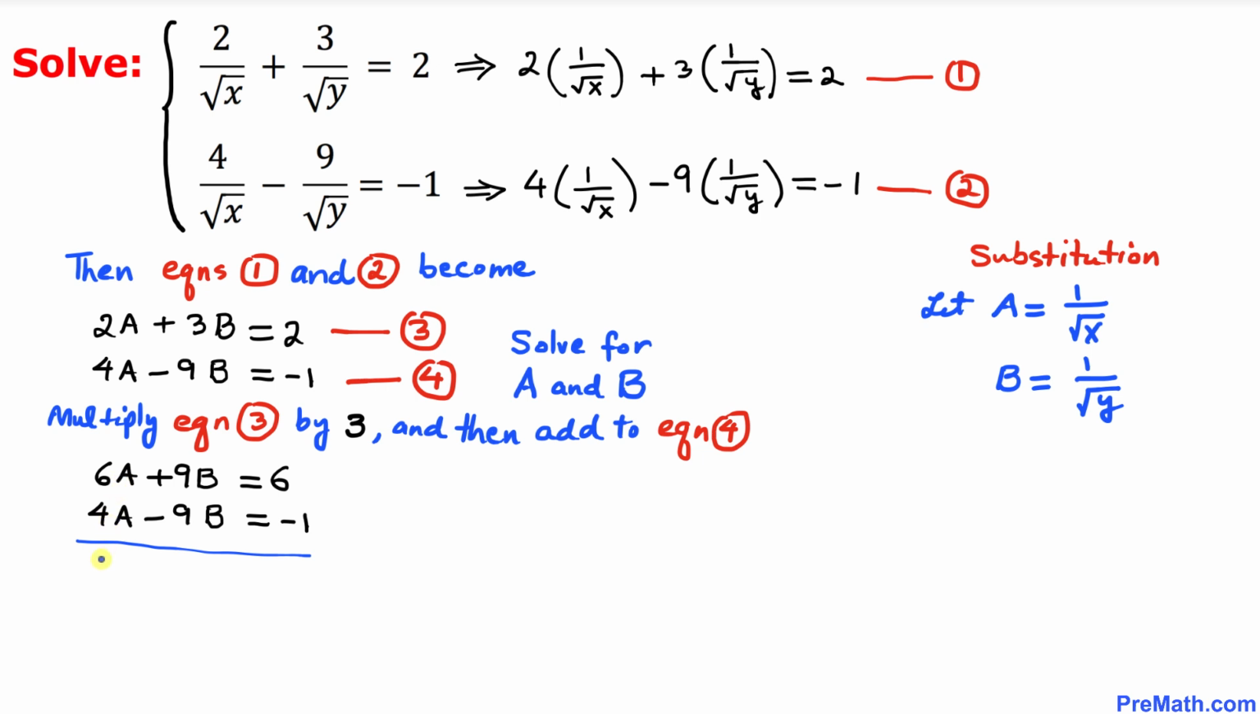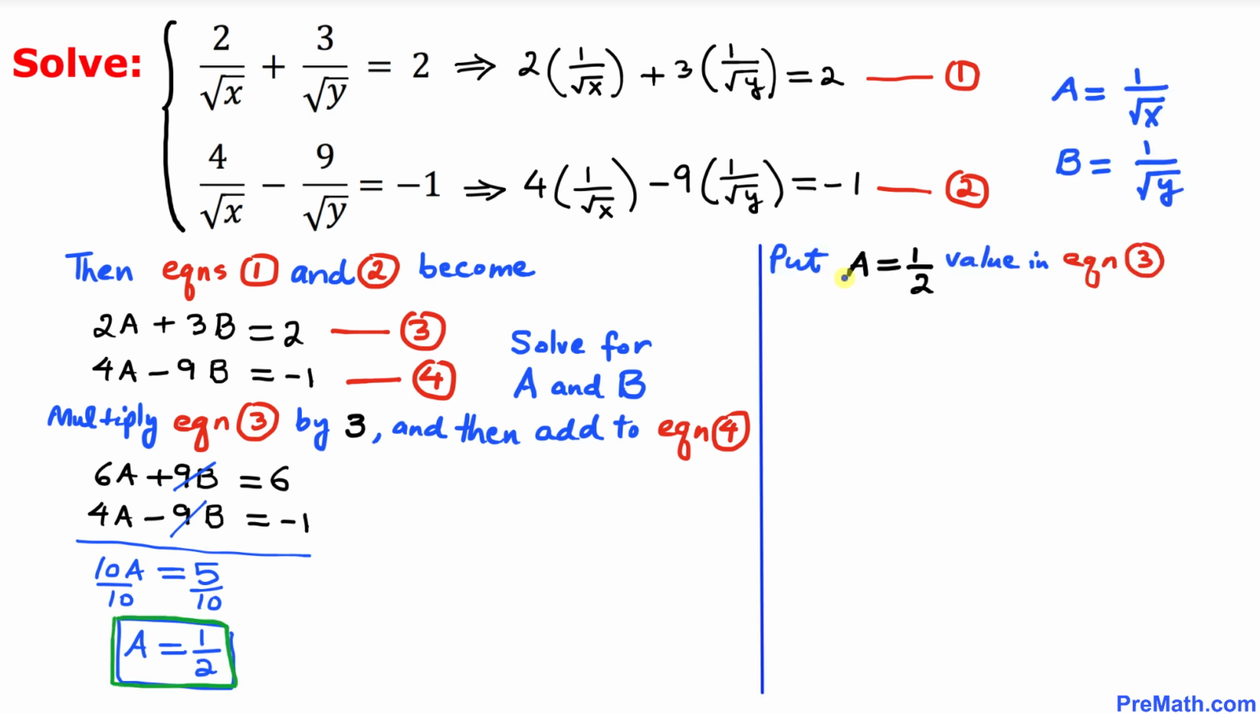6a plus 4a is going to give us 10a. The positive 9b and negative 9b are gone. And on the right hand side, we got 5. Let's divide both sides by 10. So our a value turns out to be 1 over 2.